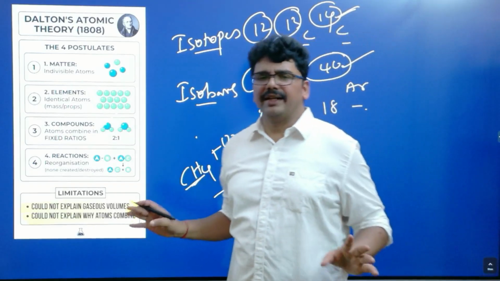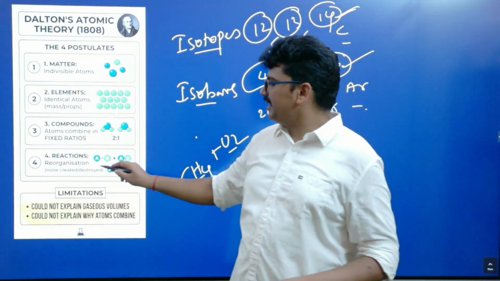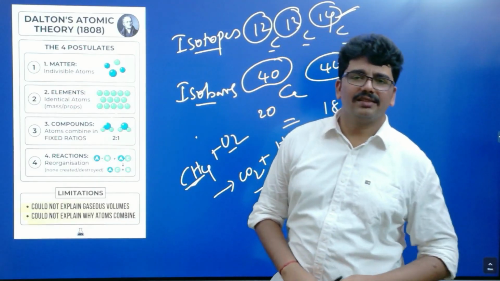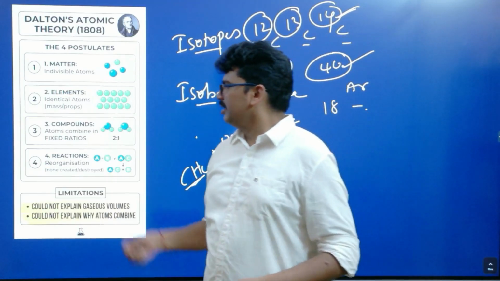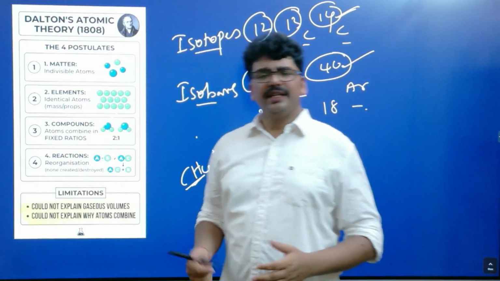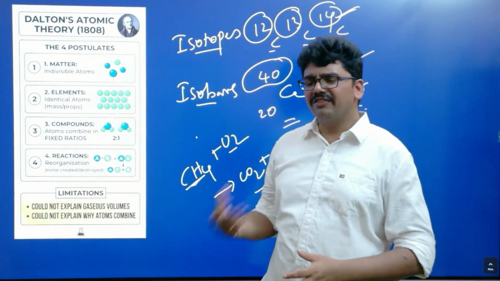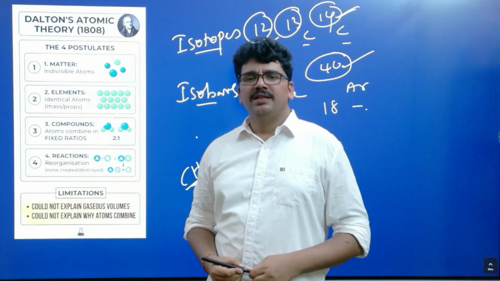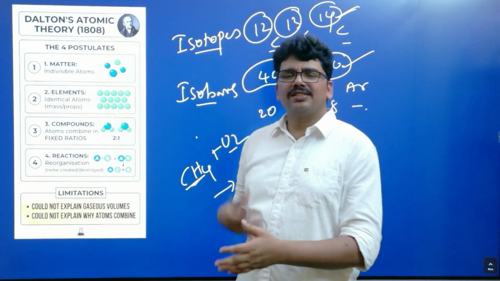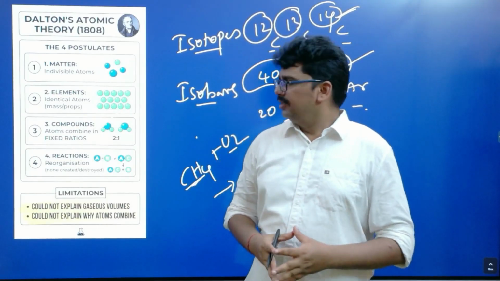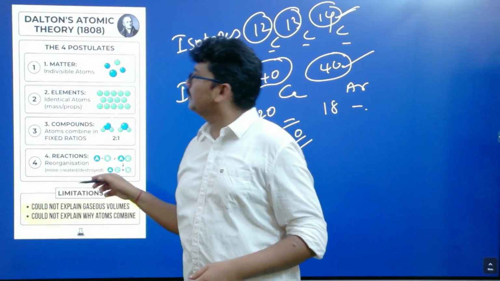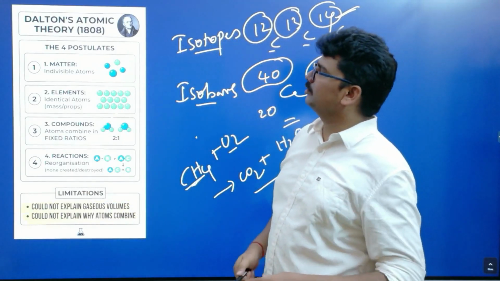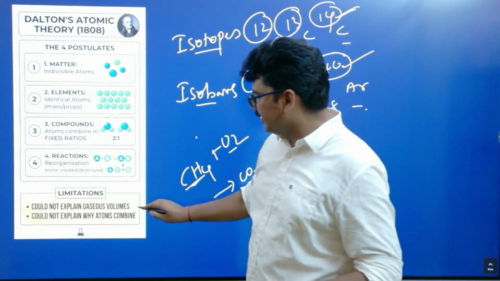So it is perfect, right? But what is the limitation here? Why do chemical reactions take place, and why are compounds formed? In chemical bonding we studied that compounds are formed to get stability. Even chemical reactions are a struggle to get stability. But why compounds are formed and why chemical reactions take place is not explained by Dalton's atomic theory.